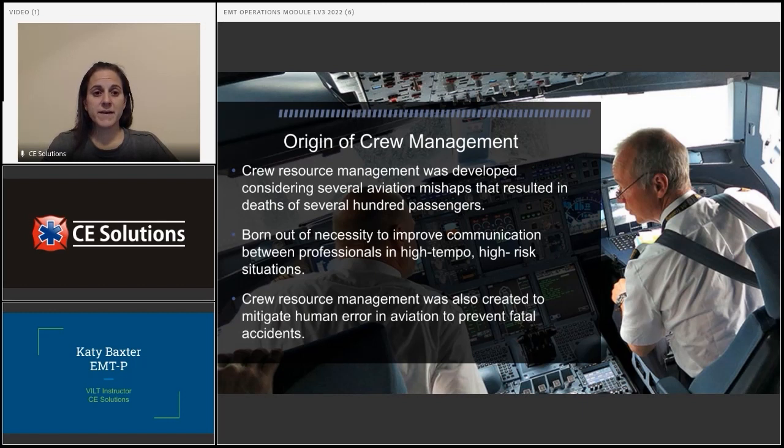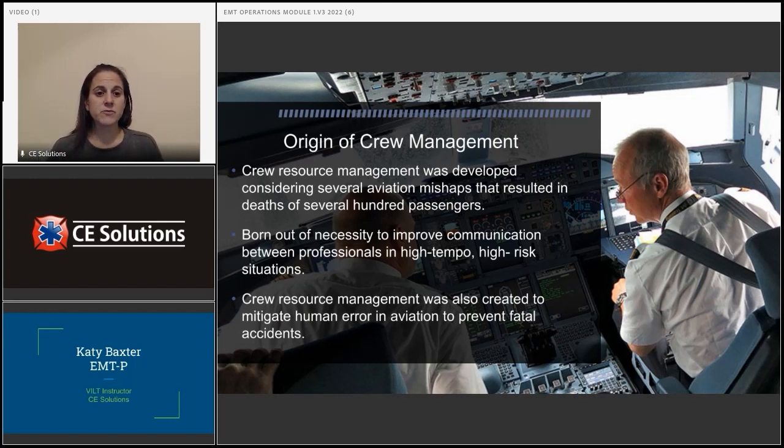It's born out of necessity. It needs to improve communication between professionals in high tempo, high risk situations. Firefighters and wildland firefighters, EMS, all the way up to the captains and administration in the public service, police officers and law enforcement can utilize crew resource management. Not just pilots and air crew.